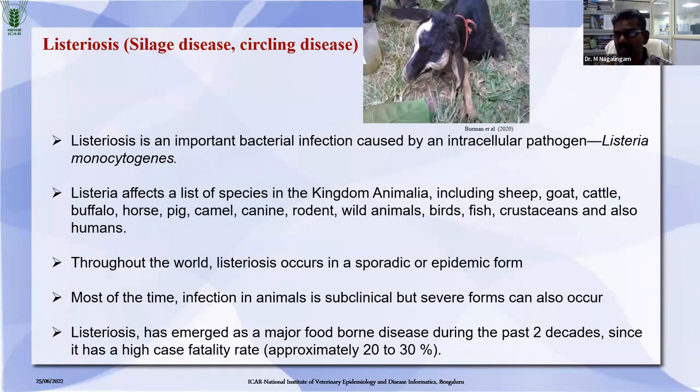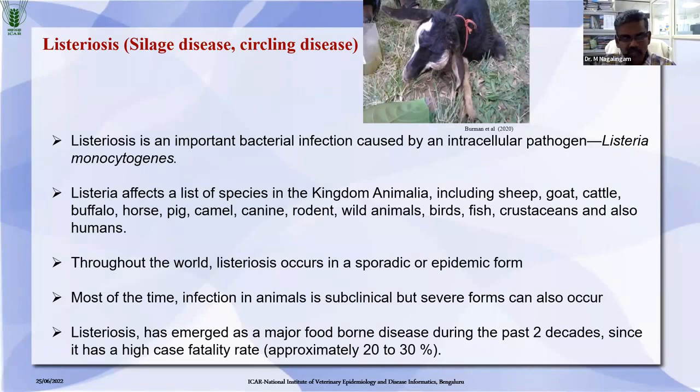Throughout the world, it occurs either in a sporadic form here and there, or sometimes in an epidemic form. Most of the time it occurs subclinically, which we may not be aware of. And when it becomes severe and presents itself with abortions and encephalitis, then it becomes a major issue and economically important. Apart from being a pathogen of sheep and goats, it is zoonotic, wherein it causes disease in human beings, and it is one of the most important foodborne pathogens.